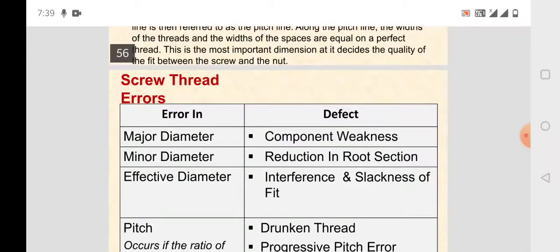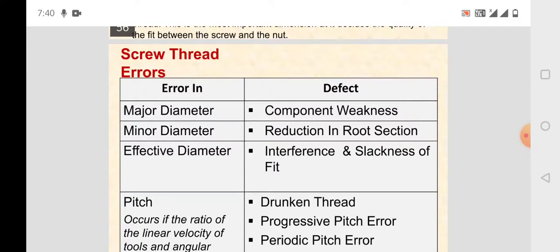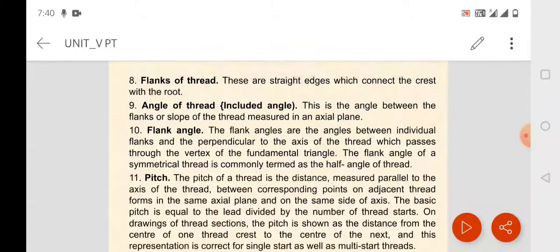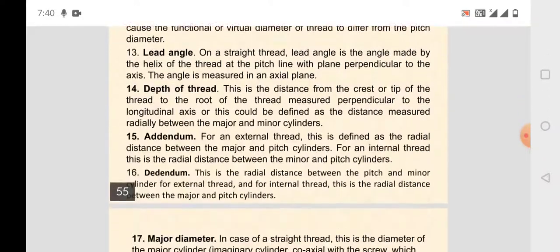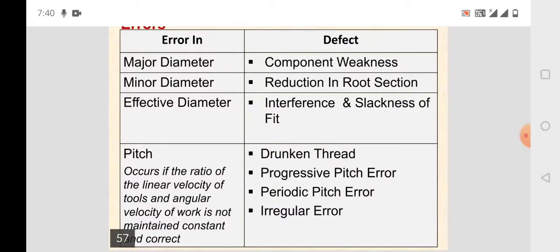So what type of errors can we commit while making a screw thread? If there is an error in major diameter, then the component will be weak. If we are getting an error in minor diameter, then there will be reduction in root section. Minor diameter is the diameter of the screw from root to root on the other side, so the error means reduction in root section.